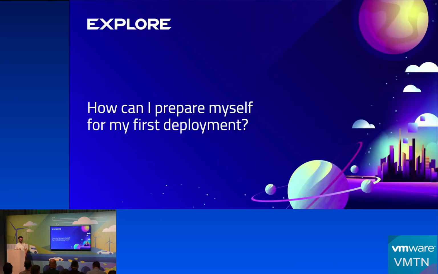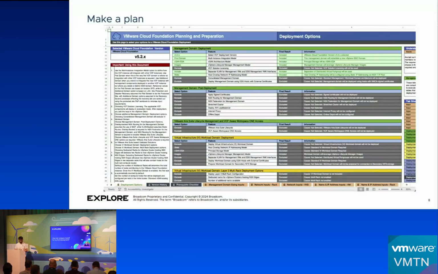So how can you prepare yourself to succeed in your first deployment? Does anyone know this Excel sheet? Yeah, not a lot. Okay. These Excel sheets bring a lot of value. It's complex to use, but with this Excel sheet, you can select all the parameters that you define for your deployment. For example, choosing if it's vSAN ESA or vSAN OSA, what kind of lifecycle manager, if it's NSX federation, if it's a stretched cluster.